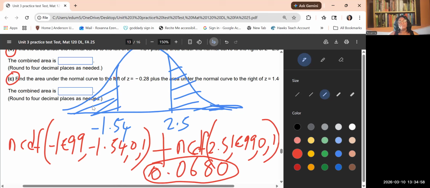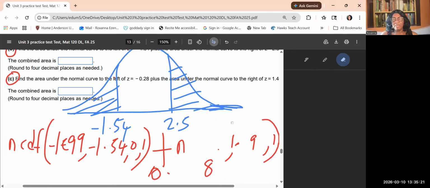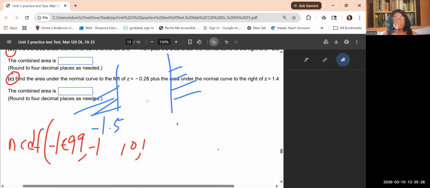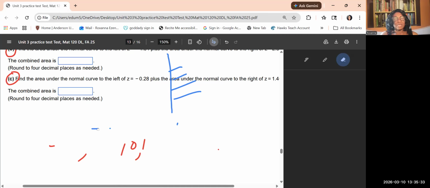Okay, now let's go and do C. By the time we finish this number 25, you already know how to find the area under the normal curve using your calculator. But let's do one more number, that way you won't have any problem calculating area under the normal curve. One more question on area under the normal curve. That is 25C.